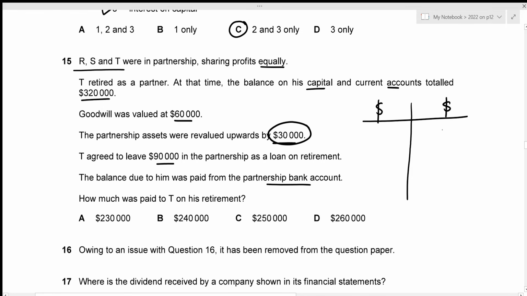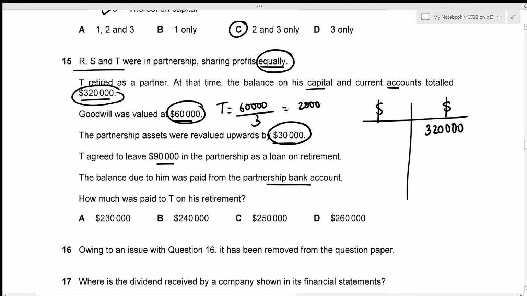And the opening balance is always recorded on the credit side for capital account. And we are given the total of capital as well as current accounts, which is 320,000. This amount should be posted to the credit side. Then we're told that goodwill was valued at 60,000. Since T is retiring, we only need to record his goodwill on the credit side, right? And the goodwill sharing ratio is basically the profit sharing ratio. And we're told that the profits are shared equally among 3 partners. So the goodwill for T is just going to be 60,000 divided by 3, which is 20,000. So we need to record this 20,000 amount worth of goodwill on the credit side.